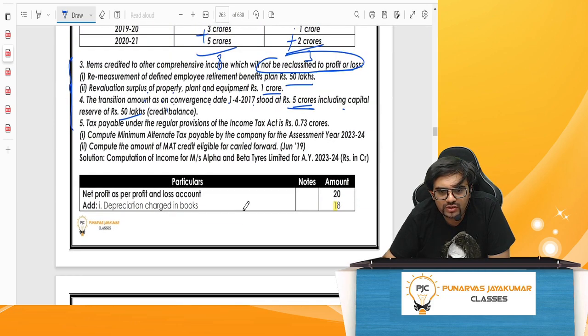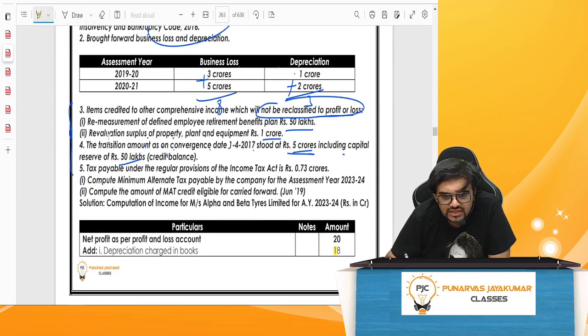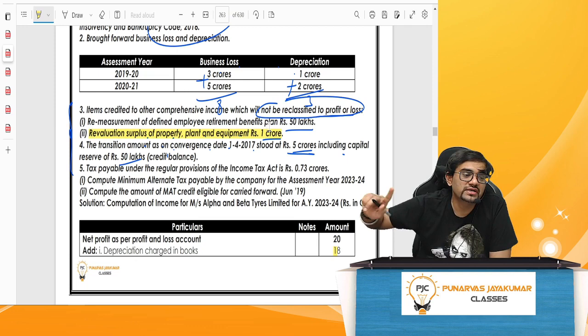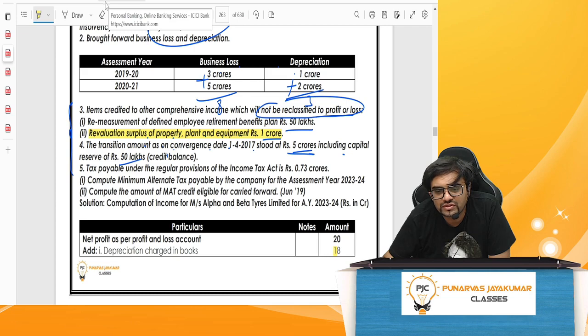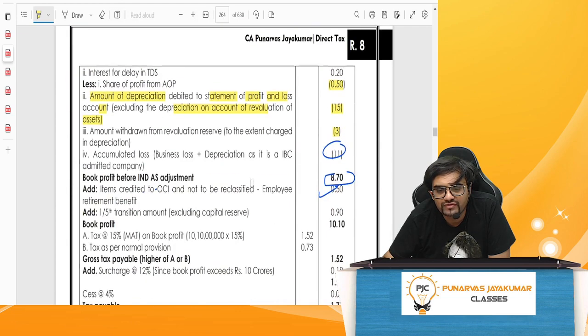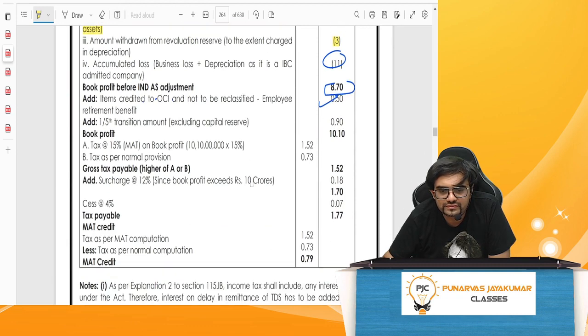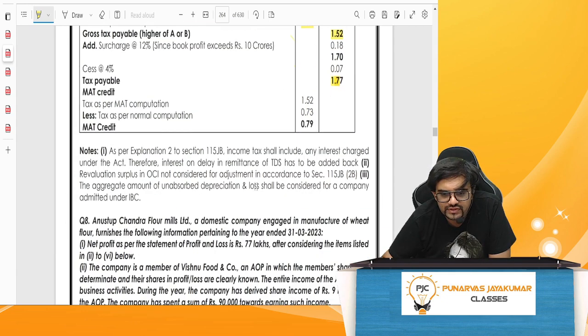Next, guys, I told you, what about the second one? Revaluation surplus of property, plant, equipment, 1 crore should not be taken now. It should be taken at the time of disposal. Not to be taken now, ignore. Transition amount of conversions, 5 crores. 5 crores minus 50 lakhs, 4.5. 1/5 of 4.5, that is 90 lakhs here. Then MAT, surcharge, all these things. Ultimately, this will come. Tax payable is 1.77. Normal 15% of MAT this month. Normal provision, this one. Ultimately, MAT credit. Very simple.